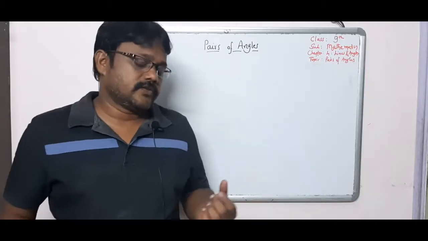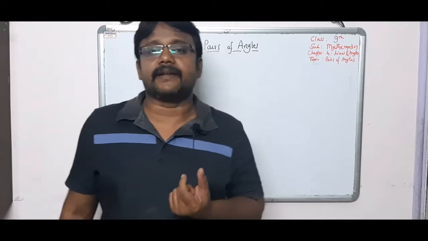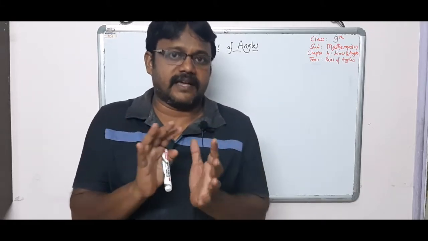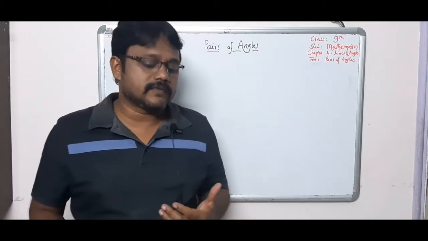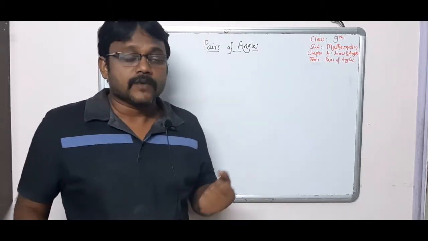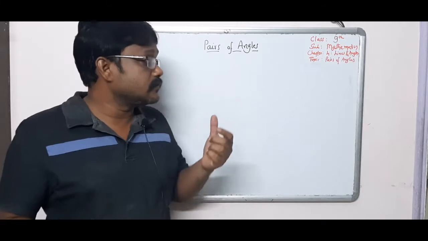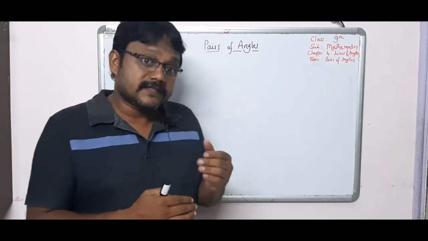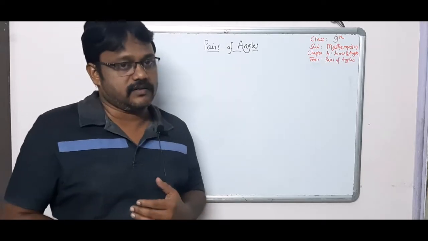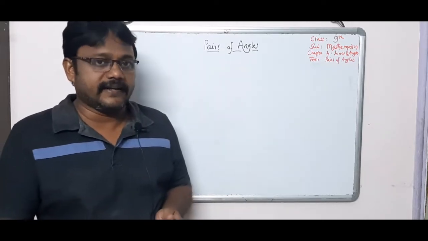Pairs of angles. Whenever we use the word pair, we remember two things, one and the other. Likewise we have some pairs in angles also. Angles are made into pairs and given some names based on measure as well as based on position. So let's see one by one in detail.